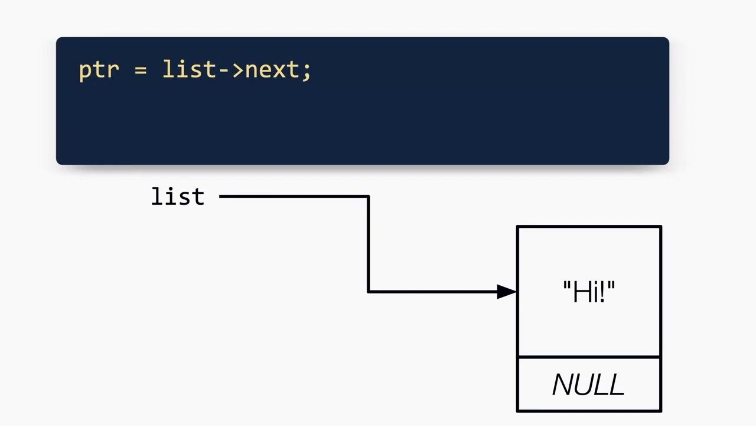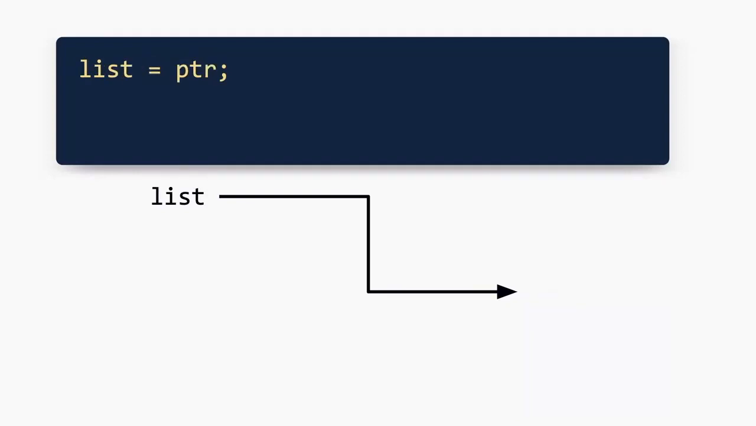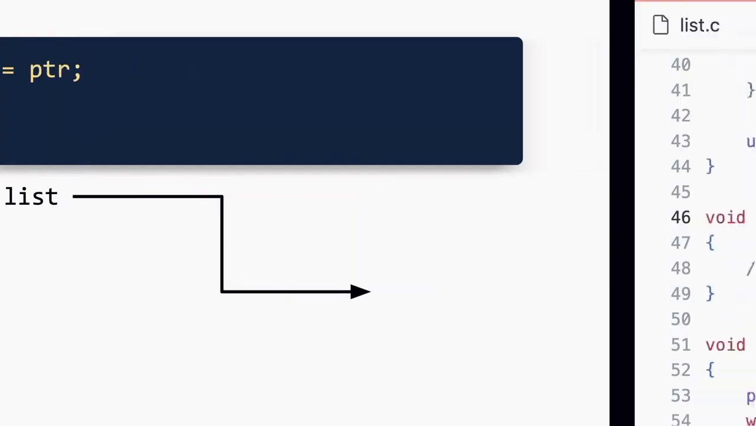But if we wanted to keep going, let's say we free list. And then we say list gets pointer. What is list now? There's nothing left, so list would also be null, right? So what we've done is gone full circle. We've gone from our very first node to our very last node, and we've ended when list equals null, when there's nothing left to free. Back at the same place we started.